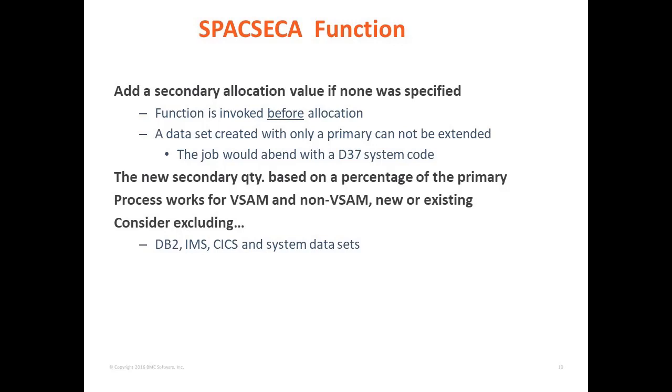The SPACSECA function adds a secondary allocation to datasets if none was specified. The function is invoked before allocation. Since datasets that do not have secondary space cannot extend, any jobs loading data will abend when the primary space is exceeded. The value of the secondary space is a percentage of the primary and provided by the user in the SPACSECA R-list rules. Excluding DB2, IMS, or KICS datasets and other system-related datasets is suggested.